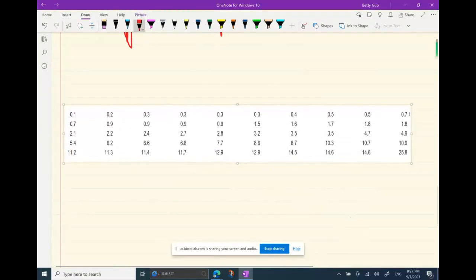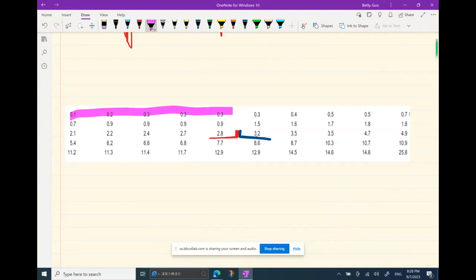We have 50 values in total. Right here, whatever is to the left is the lower half. Whatever is to the right is the upper half, right? From 0.1 all the way to 2.8, that's the lower 25 values. From 3.2 all the way to 25.8, that's the top 25 values.